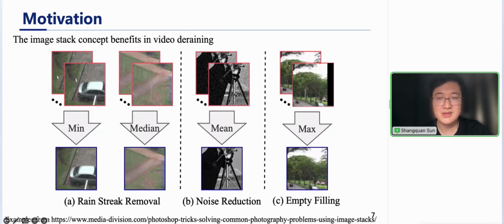We then realized that the image stacking technique is quite useful in video deraining. Because rain streaks are bright and moving, the min and median filters will remove them. For the noise caused by rain patterns, the min filter will remove it. Regarding the empty pixels, when aligning neighboring frames, the max filter will fill in the empty edges.